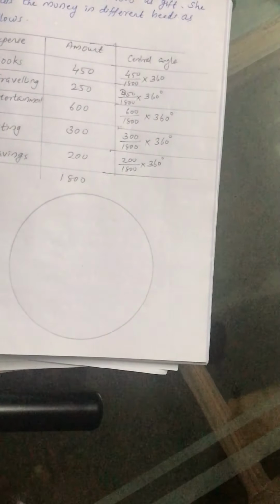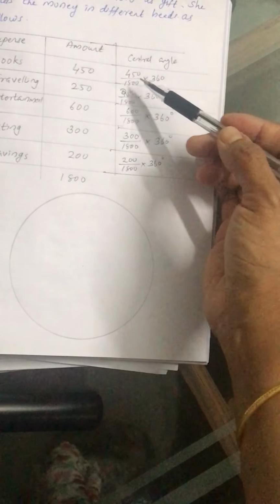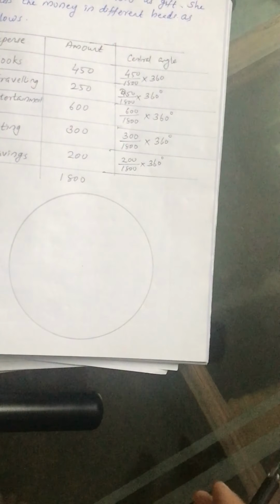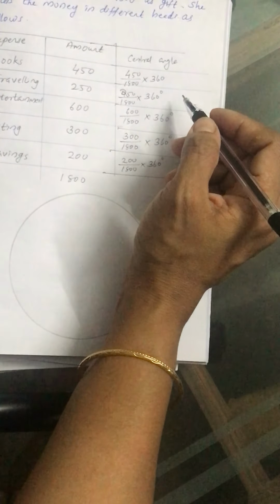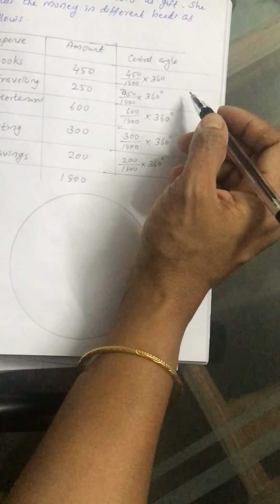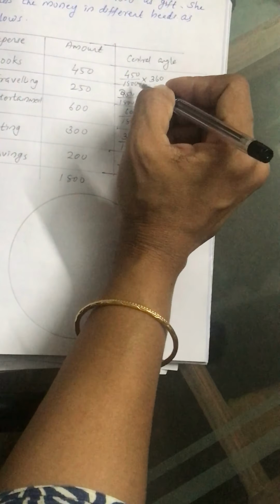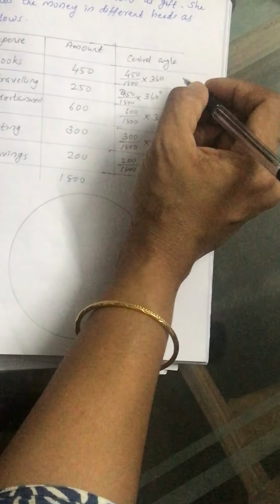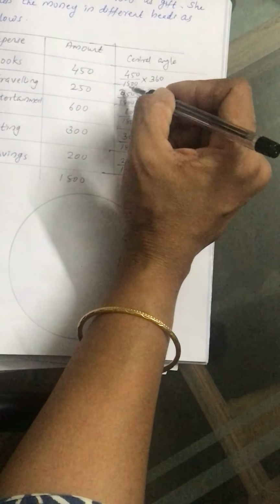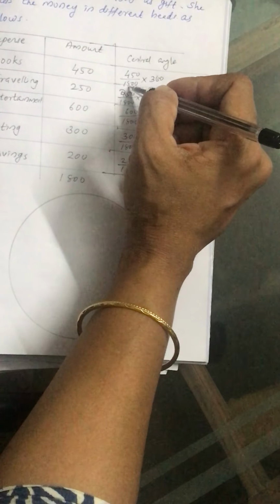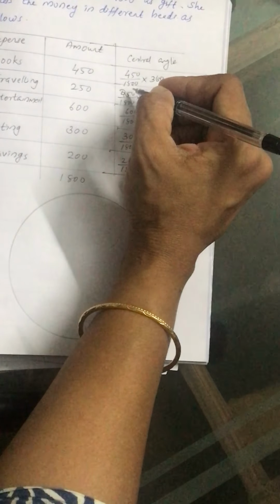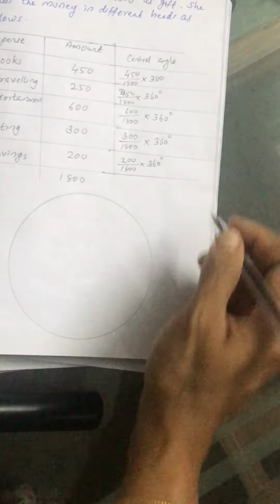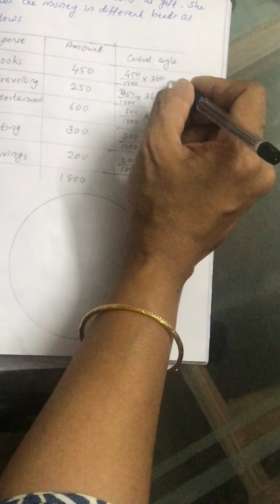Okay, here also one common calculation is coming, which one? 360 by 1800. When we take 36 by 180, it will be 2 by 10 and 1 by 5. So the value of 360 by 1800 is 1 by 5. Okay, so all these numbers we just want to divide by 5. That will be the central angle we got.